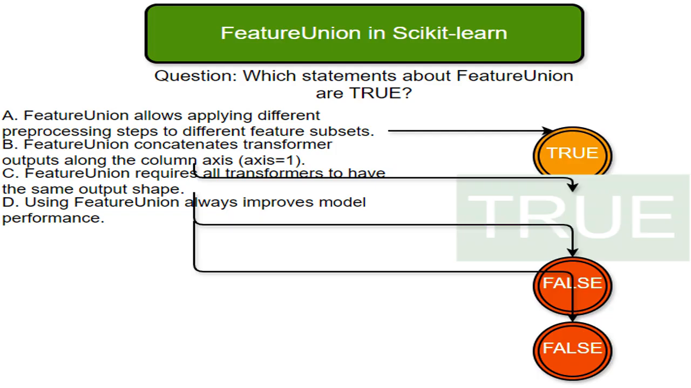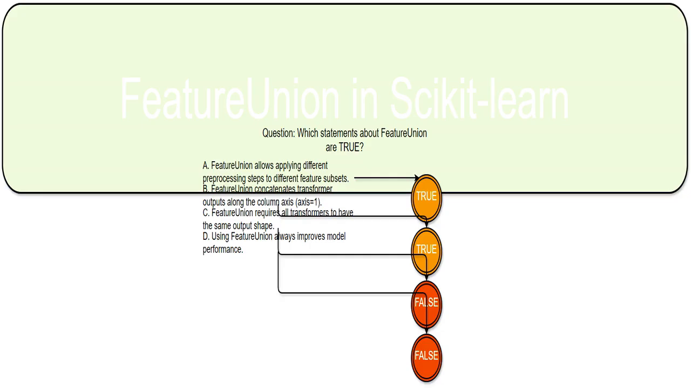This is also true. Once FeatureUnion has finished its pre-processing tasks, it neatly joins the results side by side, adding new columns to your data. It's like merging two spreadsheets. The outputs of each preprocessor become new columns in the combined spreadsheet. This is the main topic of the quiz.